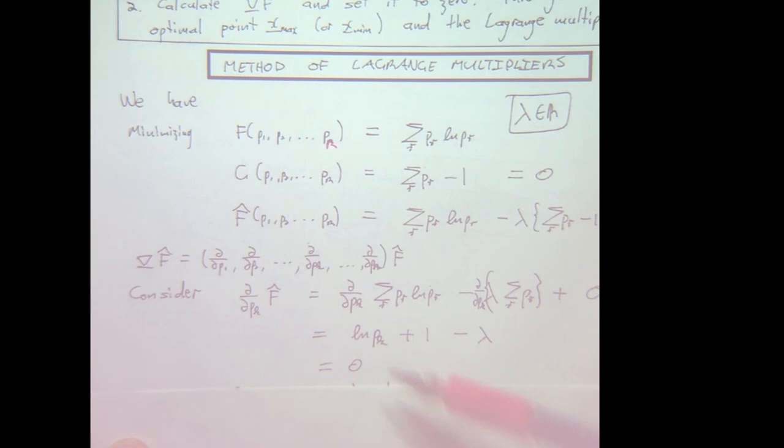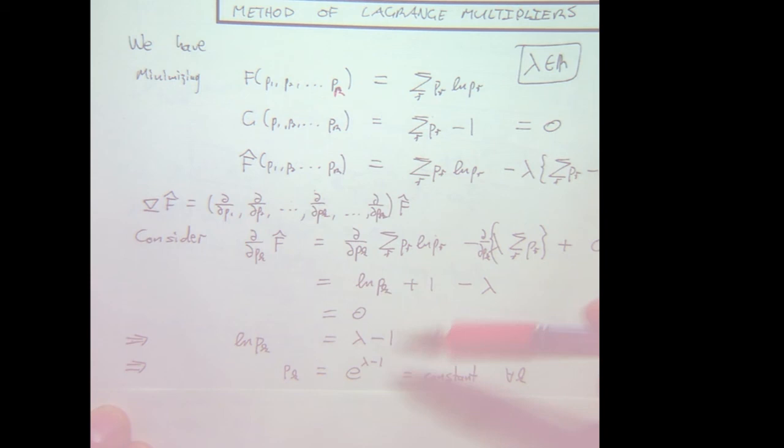And you set that equal to zero, so each of these components equals zero. That gives you an equation between lambda and the pk. So log of pk is lambda minus one. Pk is e to the lambda minus one. But lambda is a constant. It's the Lagrange multiplier, and so that's a constant. In fact, it's a constant for all k. So this probability is a constant.